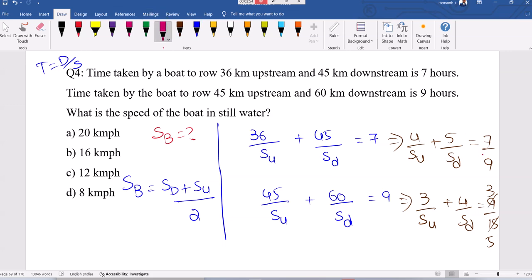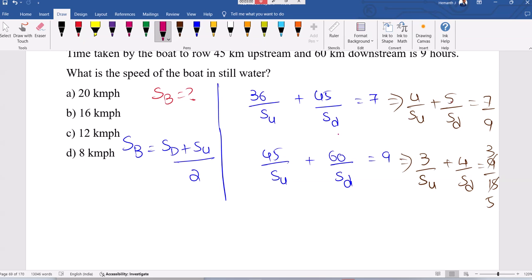So multiply the first equation with 3, the second equation with 4. 1 by SU will cancel. This is with 3 means 15, this is with 4 means 16. 1 by SD will come. First equation with 3, 21 by 9. Second equation with 4, 12 by 5. So 45, here 12 into 9, 108. 21 into 5, 105. 3 by 45. So SD is 15.